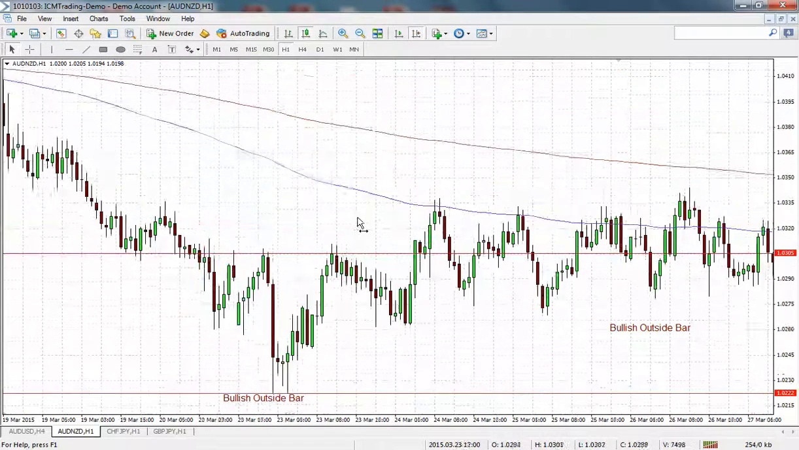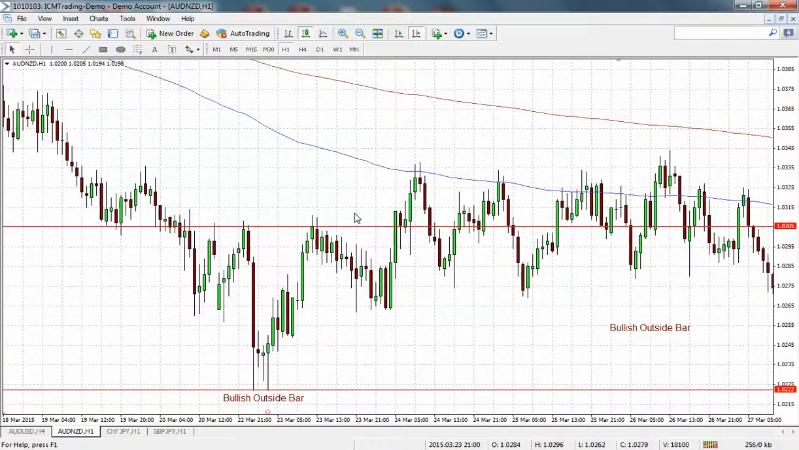Now, let me go back to the beginning of where I was at and just look in this area here and tell me if you can see a bullish outside bar anywhere. I see two. I'll give you 2 more seconds. All right. Take a look right here.